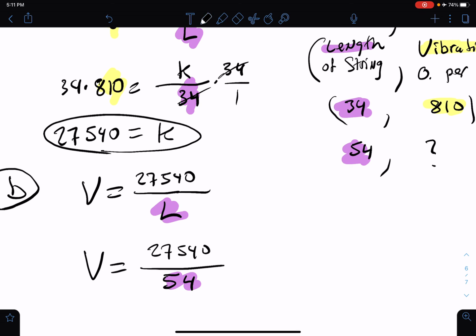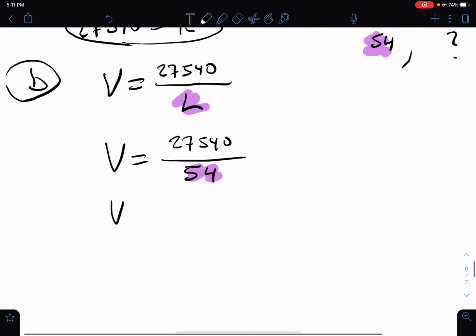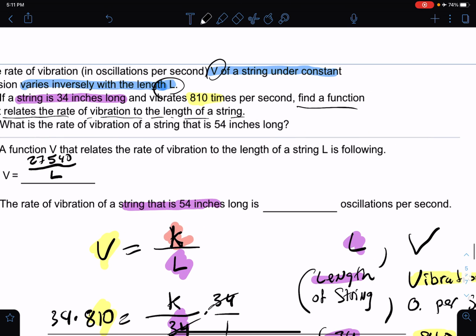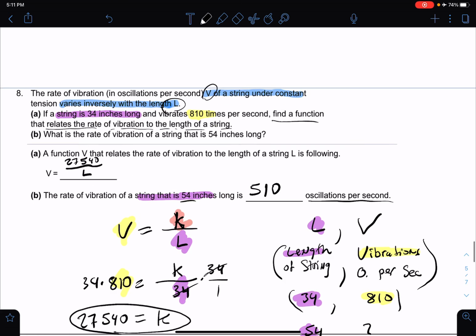Goes right there. Do your little division problem. You've got a calculator, you don't have to do that by hand, right? 27,540 divided by 54 is 510. And this is vibration. If you go back to the original problem, it said these are oscillations per second. So when the string is 54 inches long, it's 510 oscillations per second. And I think that is the last problem.